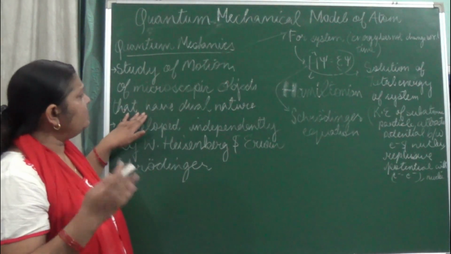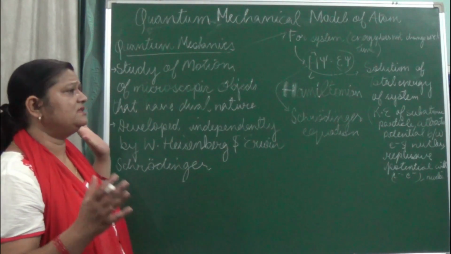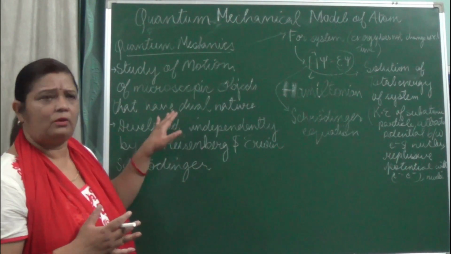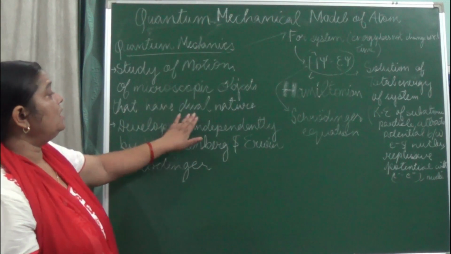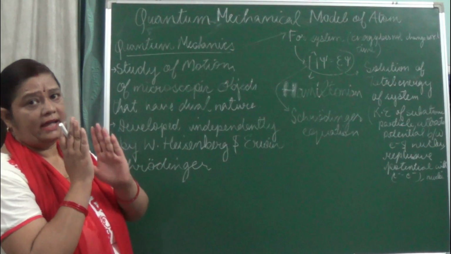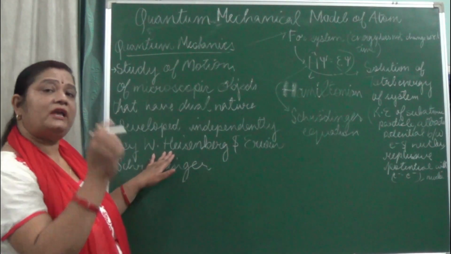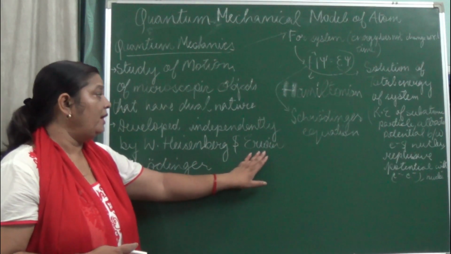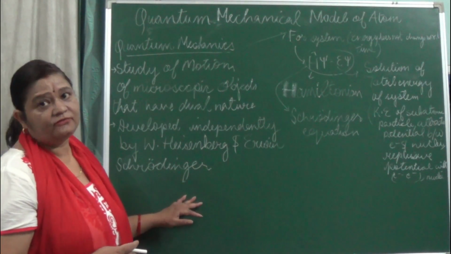All the scientists spoke about the wave nature and the particle nature, but they didn't describe the dual nature of microscopic objects in a combined or balanced form. This dual nature was given independently by Heisenberg and then Erwin Schrödinger. Heisenberg we studied in the previous class. In this class we are going to study Erwin Schrödinger's work for the quantum mechanical model of atom.